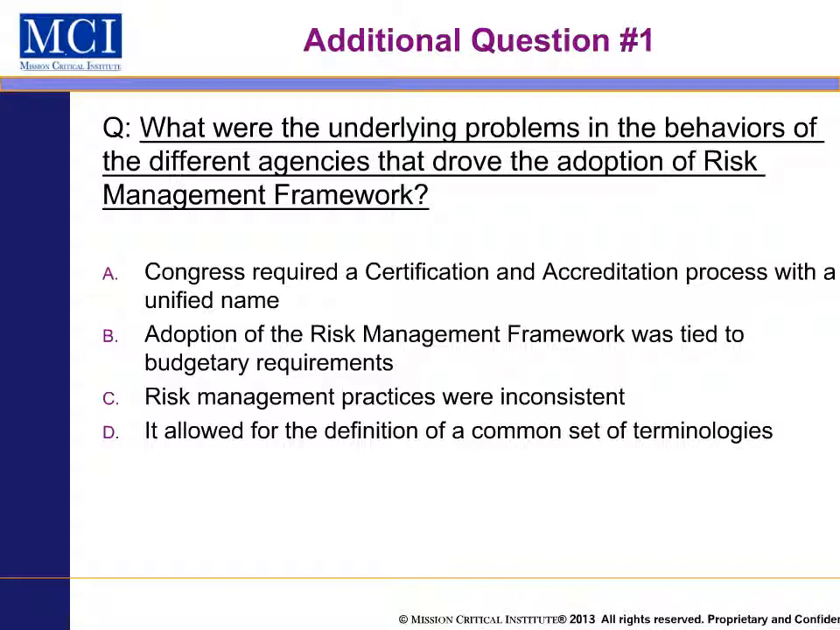Let's look at C. Risk management practices were inconsistent. Now, this is hitting more to the core of the issues because remember, one of our keywords was behaviors. Practices are types of behaviors exercised by different agencies, and if there's inconsistency among different agencies in the way they do things, then a good solution is to find a way to bring them together, and that's what risk management framework does. And so C then would be the correct answer in this case.